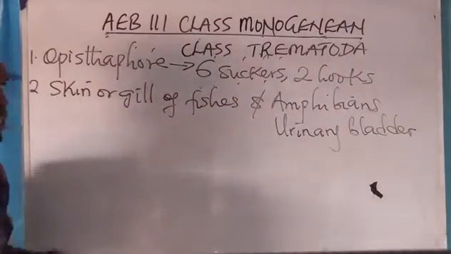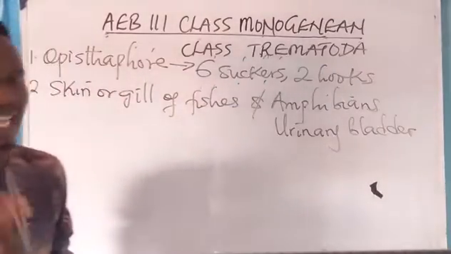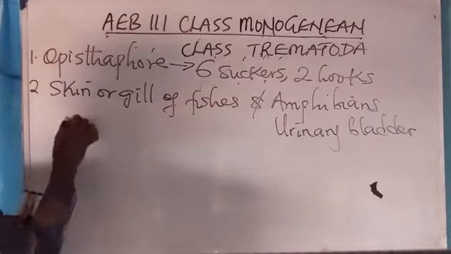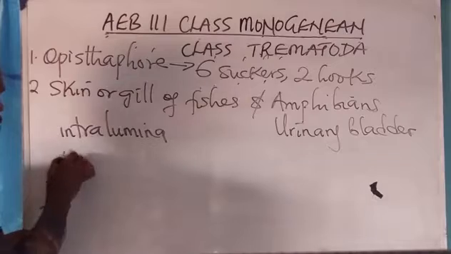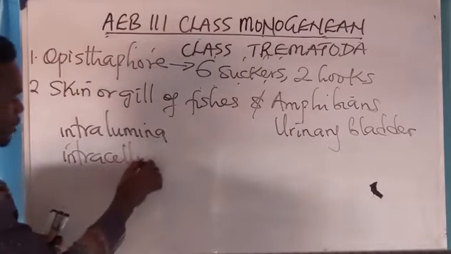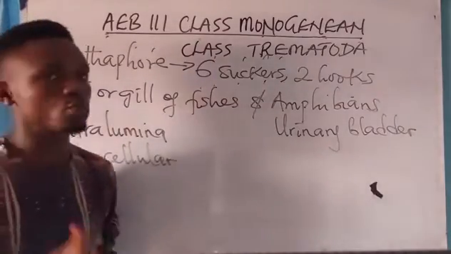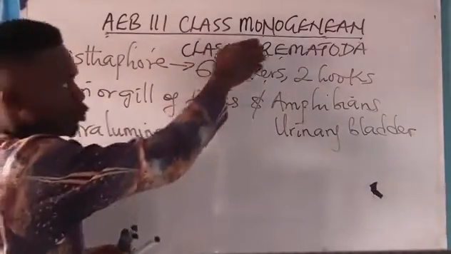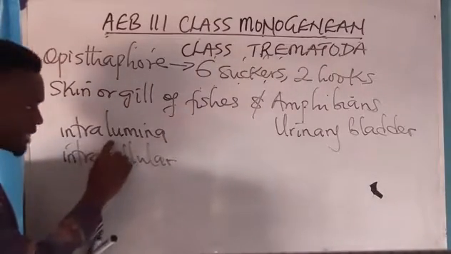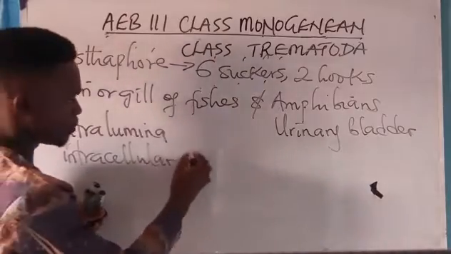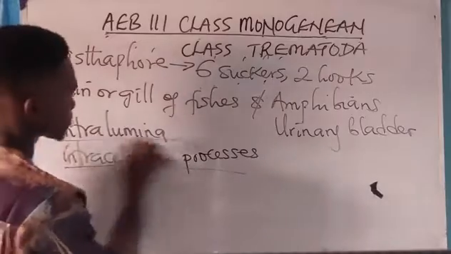Nutrition. How do they feed? They feed on blood, all right? And this blood that they feed on is digested by what is called intraluminal and intracellular processes. Take note of this. The blood sucked by monogeneans is digested through what means? Intraluminal and intracellular processes. All right, take note of that. It is very, very important.